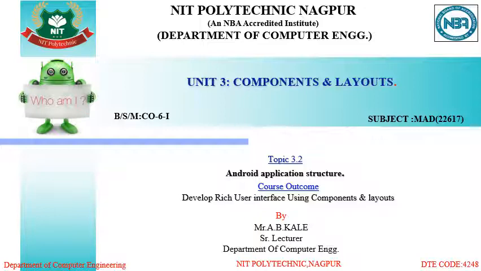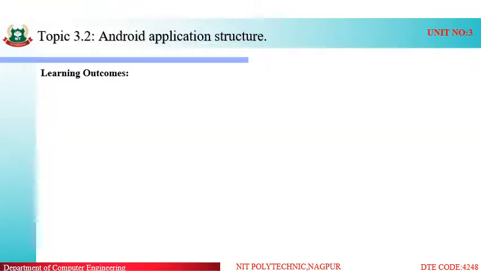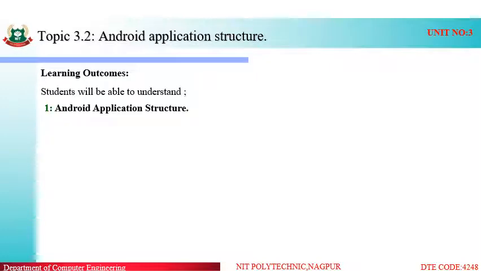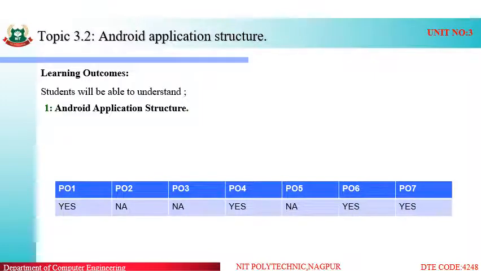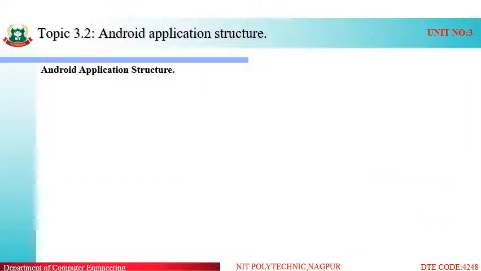Course outcome includes develop rich user interface using components and different layouts. So the learning outcome includes to study Android application structure. POs involved are PO1, PO4, PO6 and PO7.